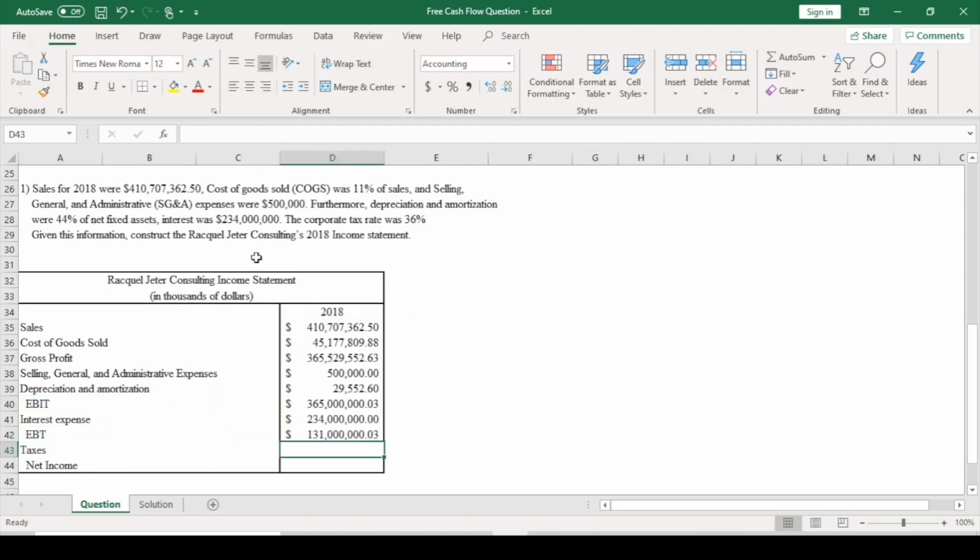And our tax is 36%. Okay, this one multiplied by 0.36. This will be your tax amount. Now you're subtracting EBIT minus interest expense minus tax amount, right? Or if you simply do this one, would be what? EBT minus tax. You will get the same number, right? You will get the same number.